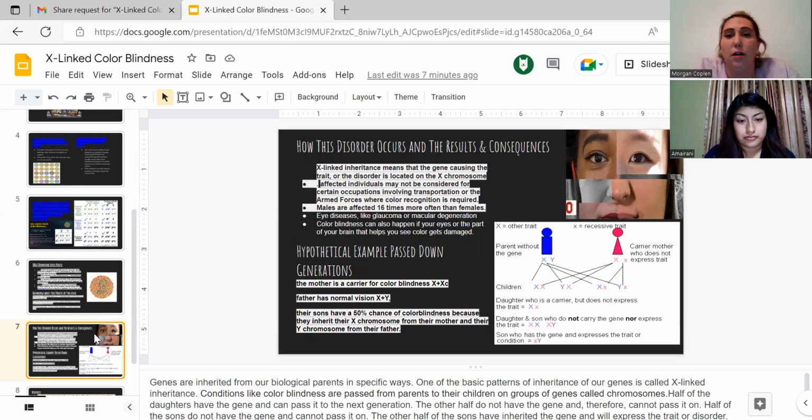How this disorder occurs and the results and consequences. X-linked inheritance means that the gene causing the trait or the disorder is located on the X chromosome. Affected individuals may not be considered for certain occupations involving transportation or armed forces where color recognition is required. Males are affected 16 times more than females.